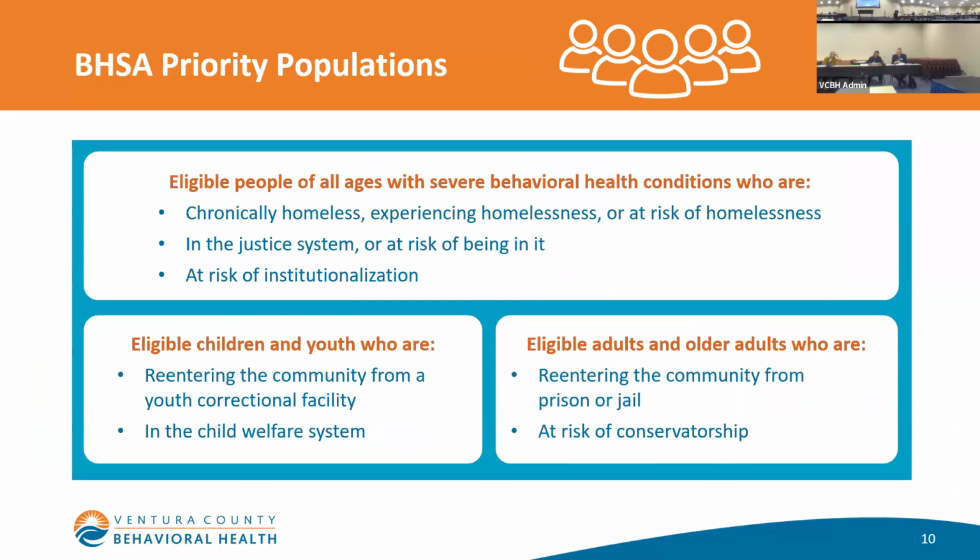So under the updated BHSA, and I think we've said this a few times, the services will really focus on individuals with severe behavioral health conditions, those who are homeless, justice involved, or at risk of institutionalization. This includes adults re-entering from jail or prison, youth in the child welfare system, and others facing significant challenges. Next slide, please.